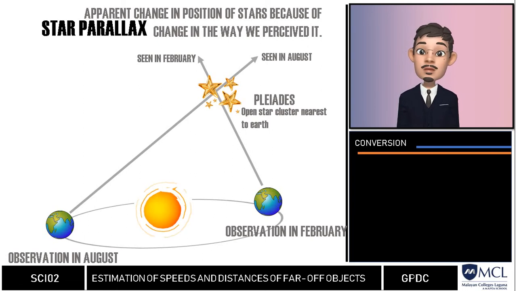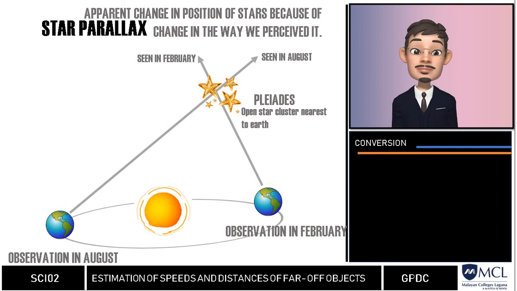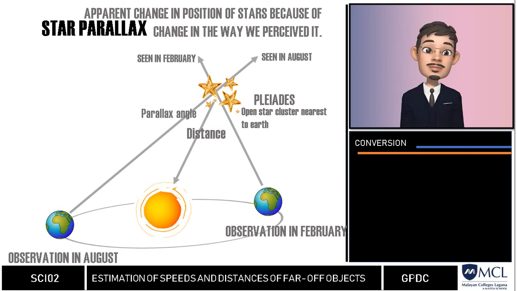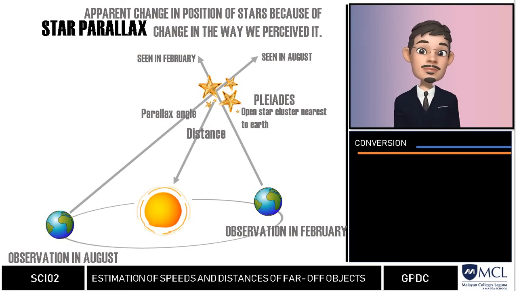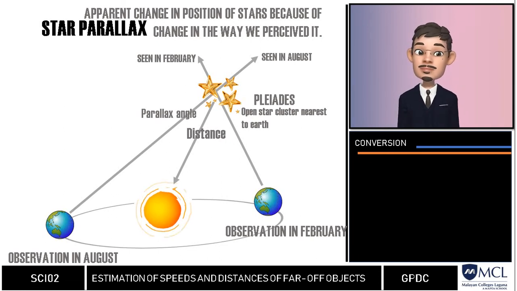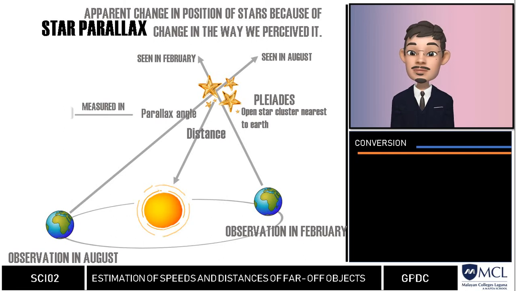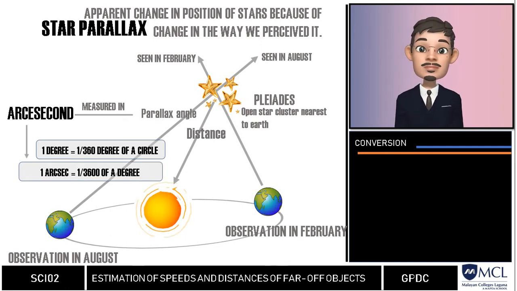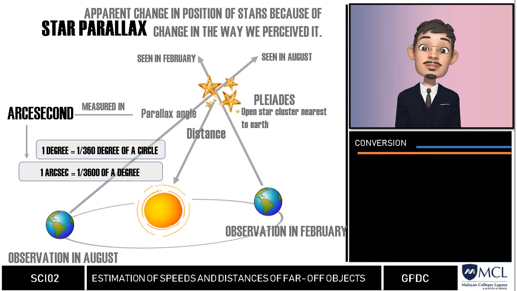The image of a star appears to shift slightly because of the change in position of how the star was seen. These shifts then serve as the angles of the isosceles triangle formed in the perception of the viewers from Earth. Here, in our figure, it forms a parallax angle measured in arc seconds. We remember that 1 degree is equal to 1/360 of a circle, and 1 arc second is equal to 1/3600 of a degree.